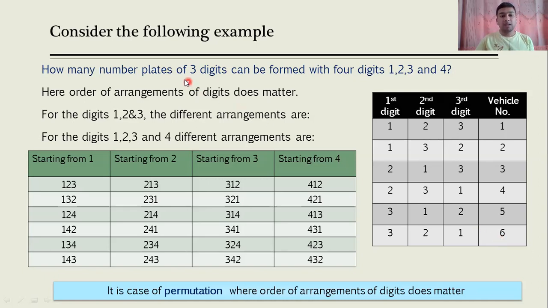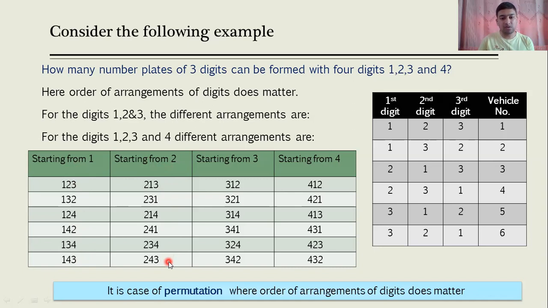But in the problem it is given that there are four numbers 1 2 3 4, and out of these four we have to select any three. So starting from 1, these are the different combinations possible: 1 2 3, 1 3 2. It can be 1 2 4 or 1 4 2. It can be 1 3 4, or 1 4 3. So if a number is starting from 1, 6 cases are possible. If the vehicle number is starting from 2, again 6 cases are possible.